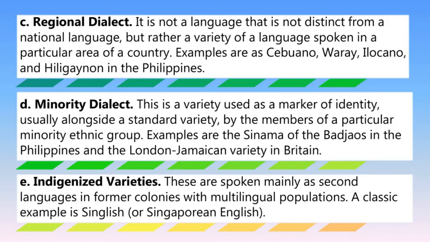And then we have Endogenized Varieties. These are spoken mainly as second languages in former colonies with multilingual populations. A classic example is Singlish or Singaporean English. In the Philippines, we do have our variety of English, which is the Philippine English, or yung mga napapansin ninyo na English Carabao. That is also accepted as a variety of English because that is qualified as part of the world Englishes. So, hindi porket English Carabao yung ginagamit niya, mali na kagad yung term, mali na kagad yung sinasabi.